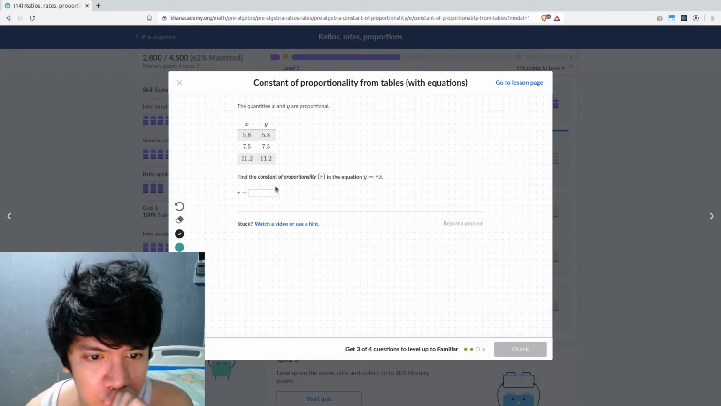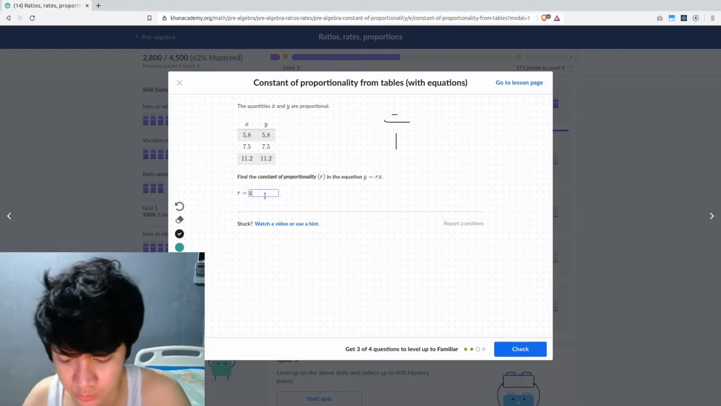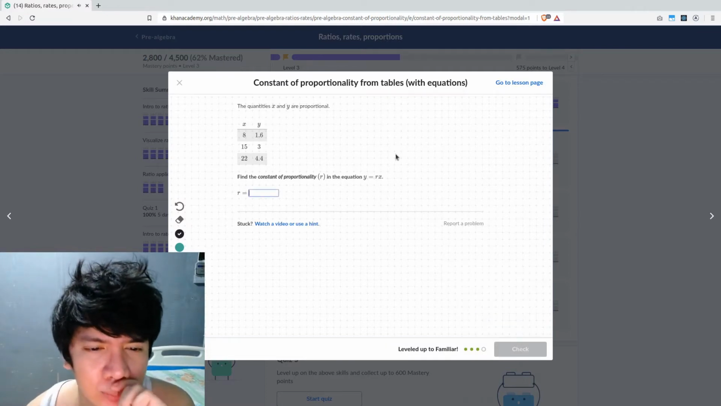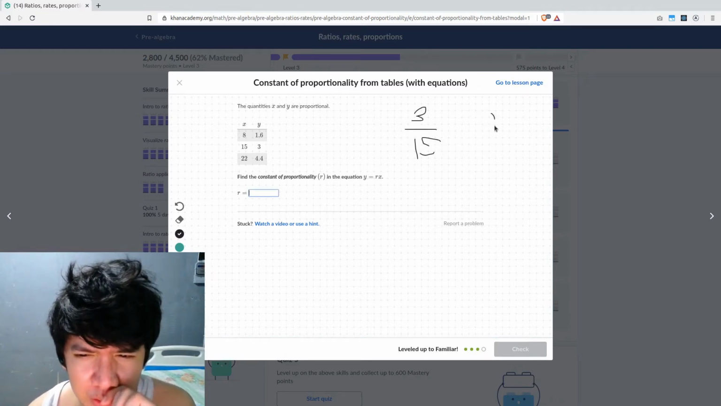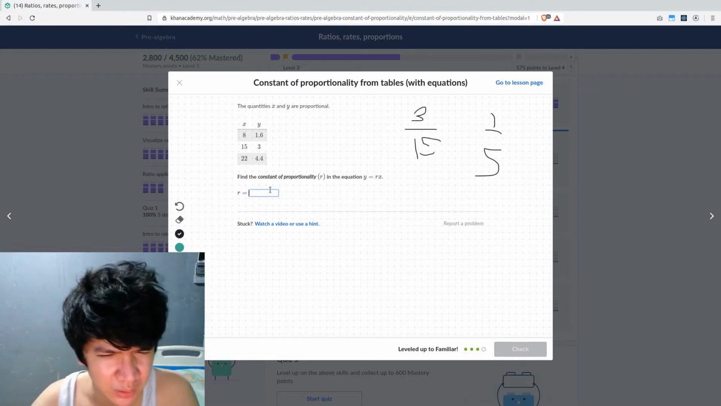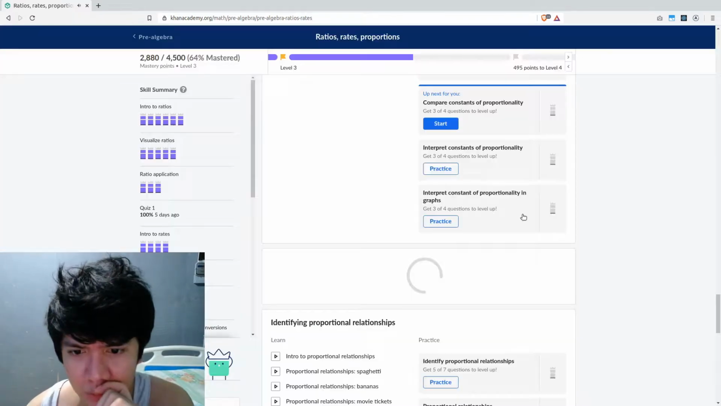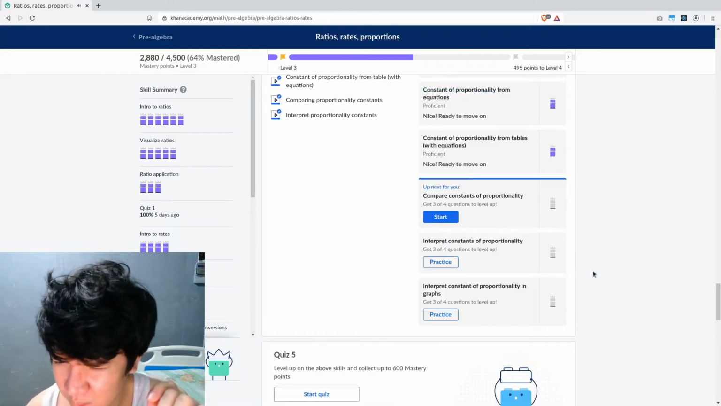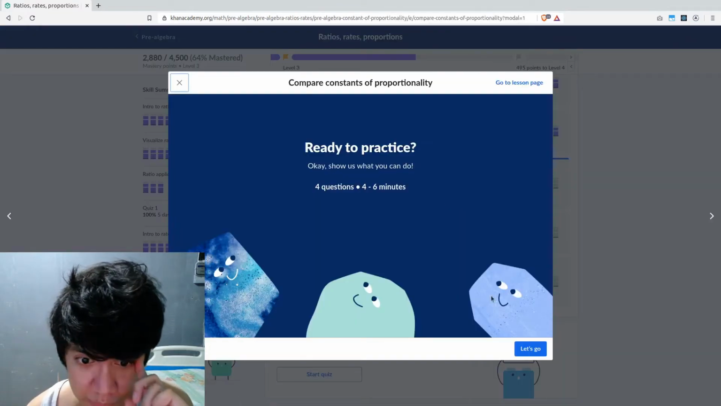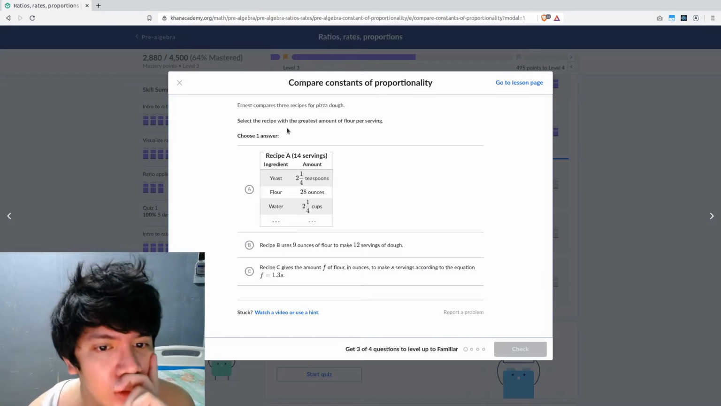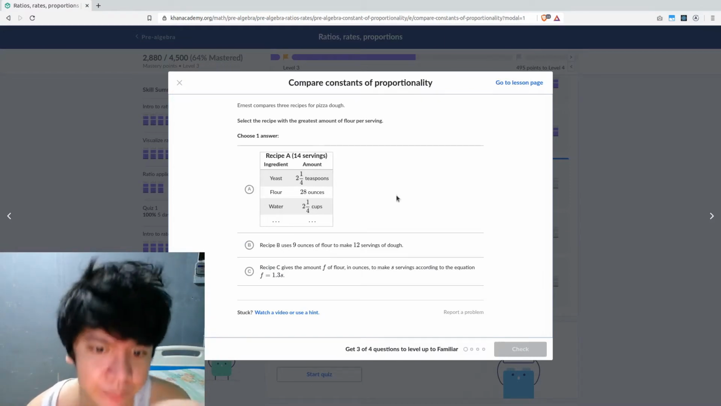Proportional, okay. This is exactly the same. This is 1. Okay, so we have 15 over 3. It's 1 over 5. Okay. Now, compare constants of proportionality. Wow, comparison. Okay, let's see. So they assume the greatest amount of flour per serving.